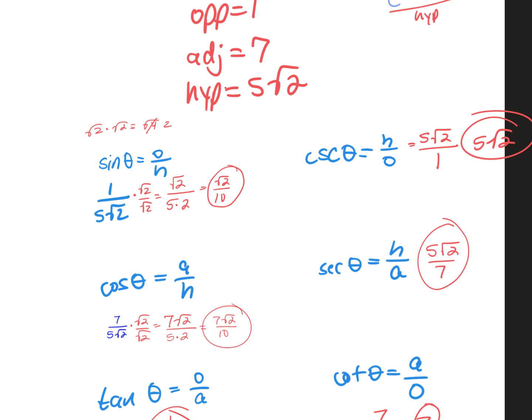Good, I like it. Tomorrow, we're going to talk about our 30-60-90s and our 45-45-90s: 1, 1, square root of 2, and 1, 2, square root of 3. We're also going to talk about angles of elevation and depression, and we're going to have some word problems. So that's what we're going to do tomorrow.